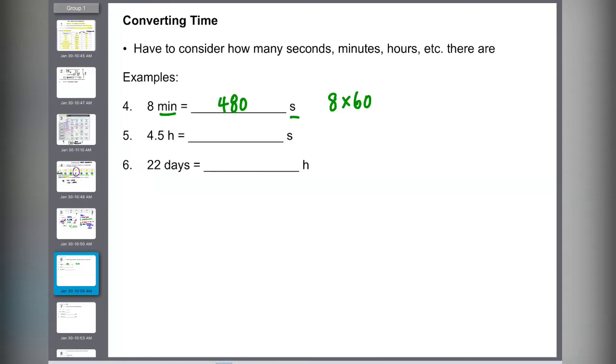All right, more tricky. 4.5 hours equals how many seconds? Pause the video if you want. Figure this out first, then check the answers with what I give you. Okay, 4.5 hours. I know that each hour has 60 minutes and each minute has 60 seconds, so I have to multiply them. So 4.5 times 60 times 60. The answer is 16200.